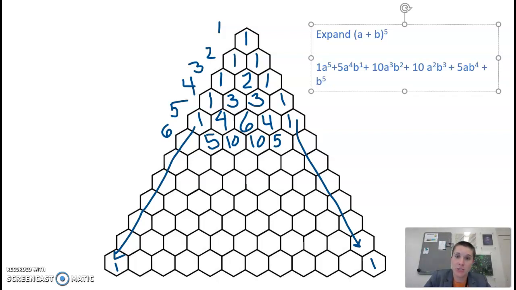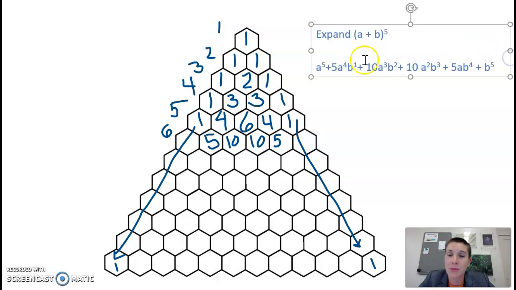Of course, we can get rid of these 2 1s because we know that 1 times anything is just going to be that original thing. Here is our expanded form of a plus b to the 5th. So we have 6 terms, like I said.